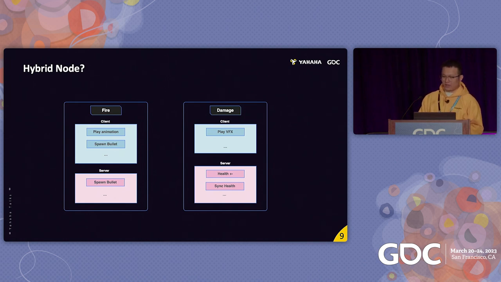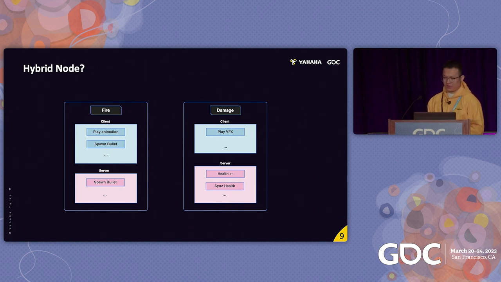And the damage node will handle playing the visual and audio effects for the player being damaged on the client side, as well as performing collision detection and the health deduction on the server side, and synchronizing the updated health values to all the clients. The goal of this approach is to make the use of client-server communication transparent to the creators from those graphs. However, this approach, I think, has its own issues.